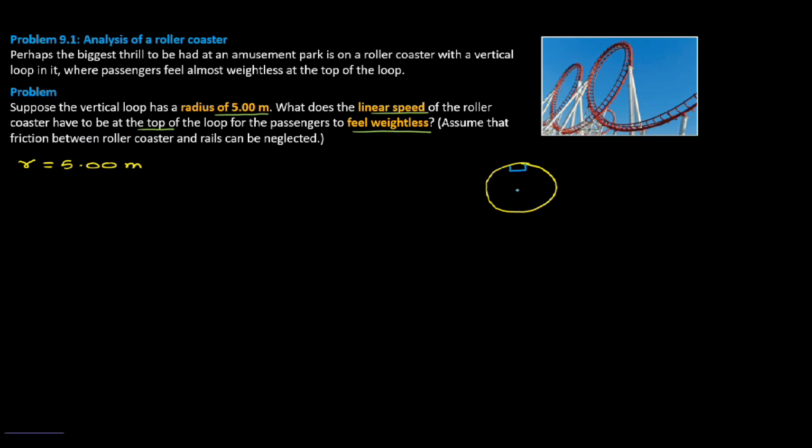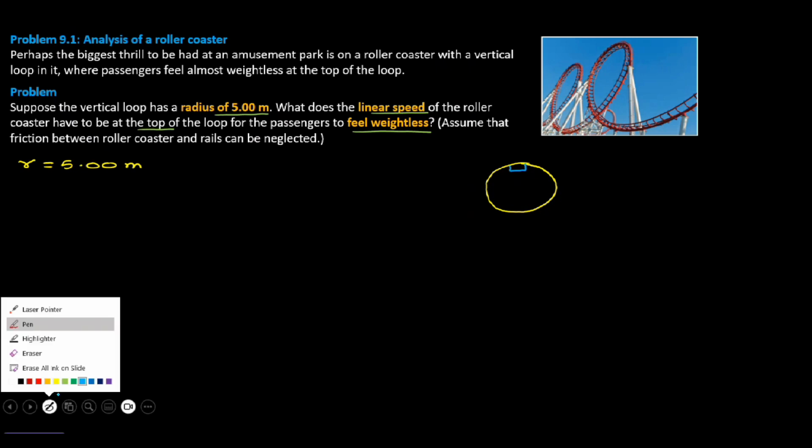feel weightless. Now, a vertical circle is different from uniform circular motion because here the value of linear velocity is different for different points on the circle. Whatever linear speed you have at the top will not be the same as the linear speed at the bottom, due to the effect of the force due to gravity. If we need to find what should be the linear speed at the top to make the passenger feel weightless, we need to first find what are the forces acting on the passengers at the top here.